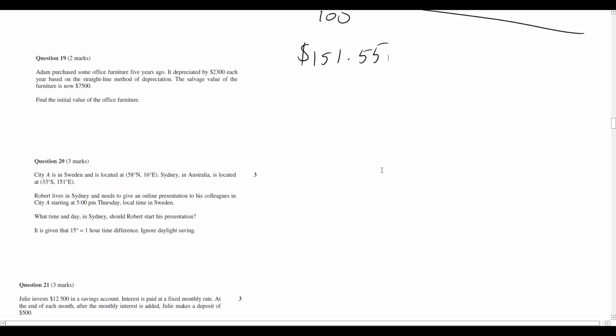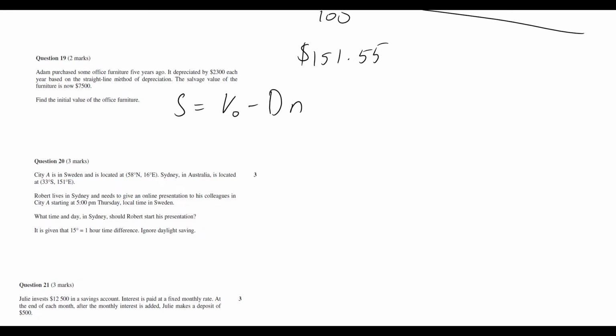Okay, question 19. So, Adam purchased some office furniture 5 years ago. It depreciated by $2,300 each year based on the straight line method of depreciation. The salvage value of the furniture is now $7,500. Find the initial value of the office furniture. Okay, so again, our salvage price formula using our straight line method is going to be S equals V naught, sometimes we'll say P, it's completely up to you, minus D, the depreciation amount, and N, the number of years. Okay, so let's fill this in with the information we've been given.